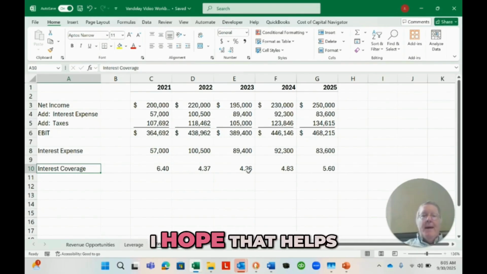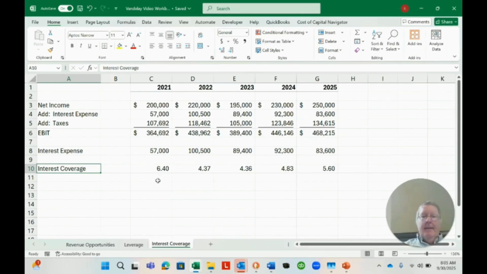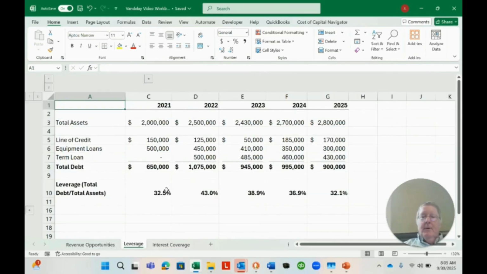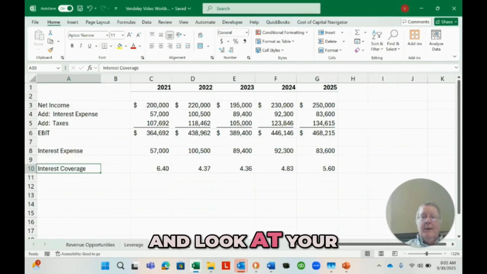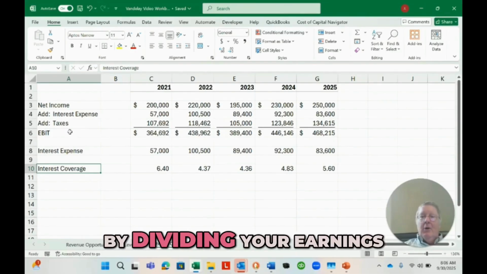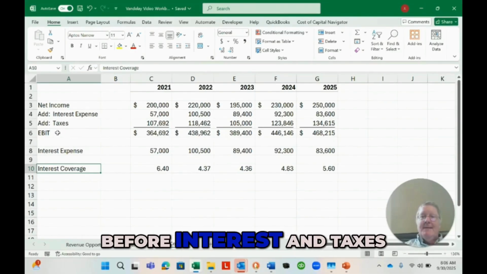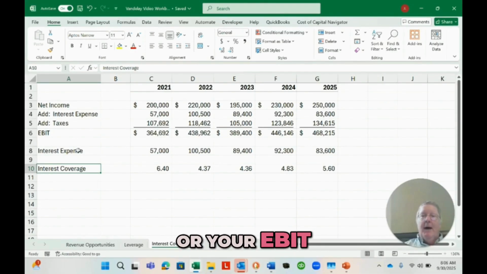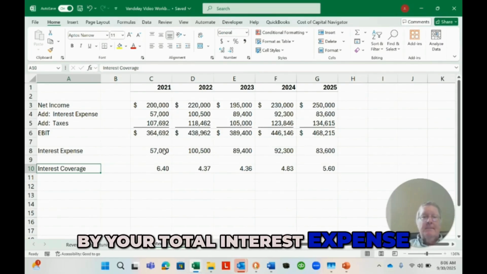So, I hope that helps in terms of looking at managing debt. And again, look at your leverage, which is your total debt divided by your total assets, and look at your interest coverage or your times interest earned by dividing your earnings before interest and taxes, or your EBIT, by your total interest expense.